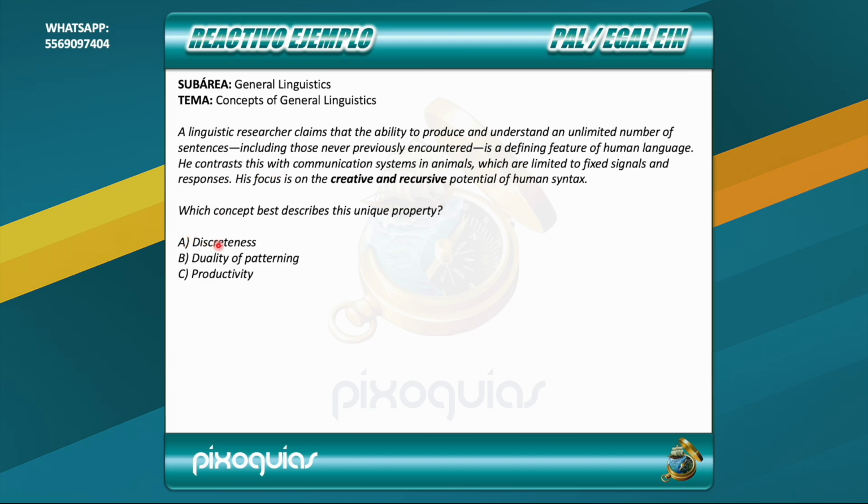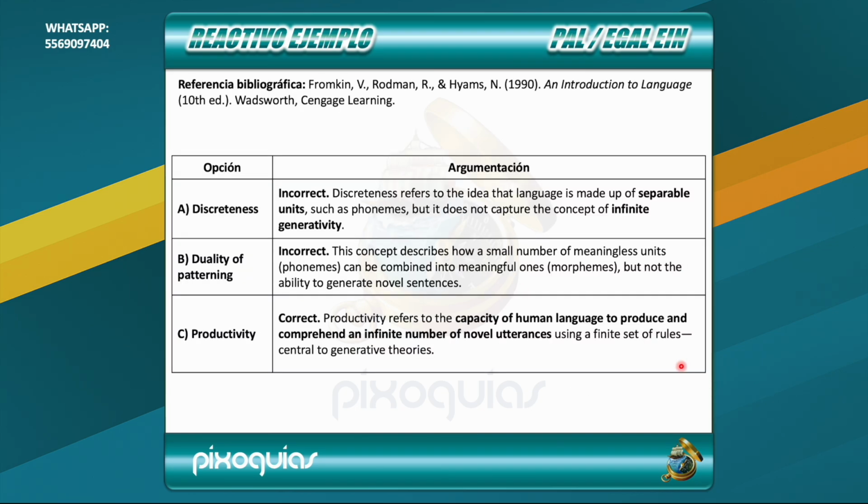A. Discreteness. B. Duality of patterning. Or C. Productivity. The correct answer is productivity. Why? Because productivity refers to the capacity of human language to produce and comprehend an infinite number of novel utterances using a finite set of rules, and it is central to generative theories.